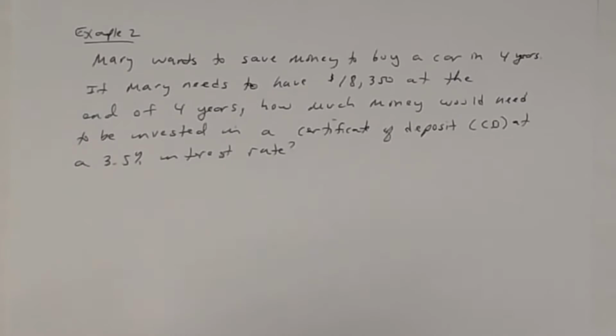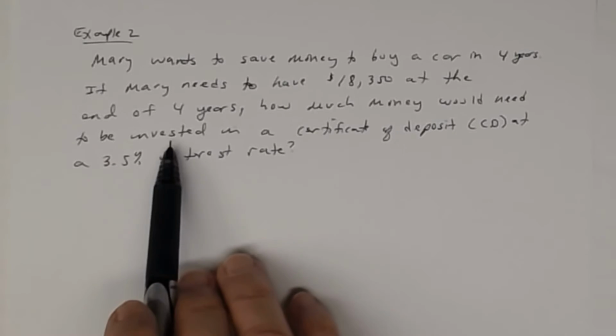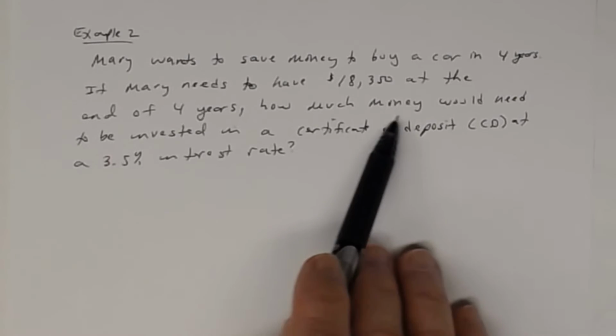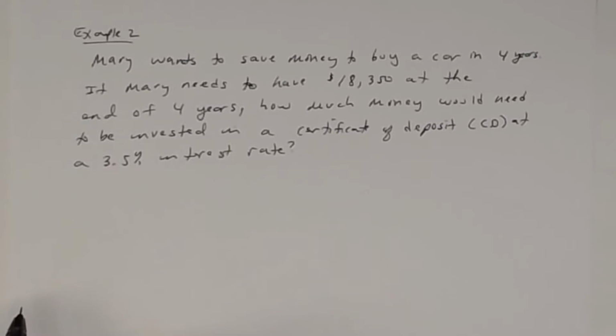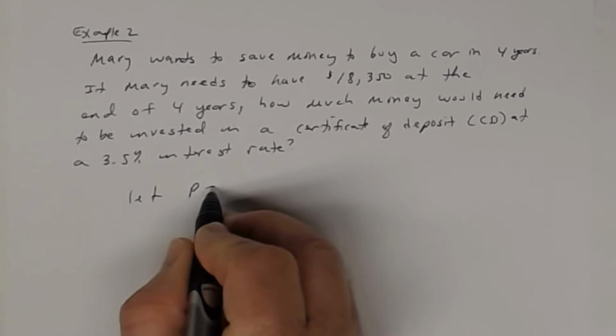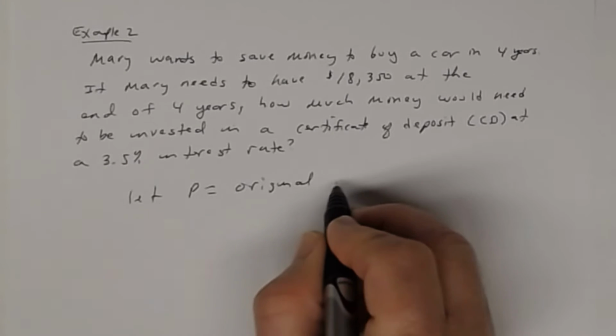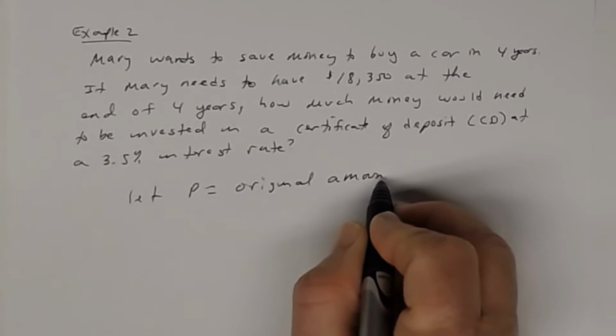Let's just think about what we have here. We want to determine how much money needs to be invested. So that's our principal. We're going to let P equal the original amount invested.